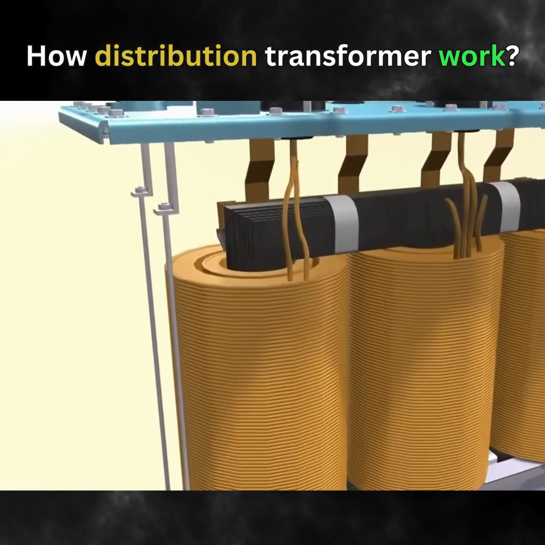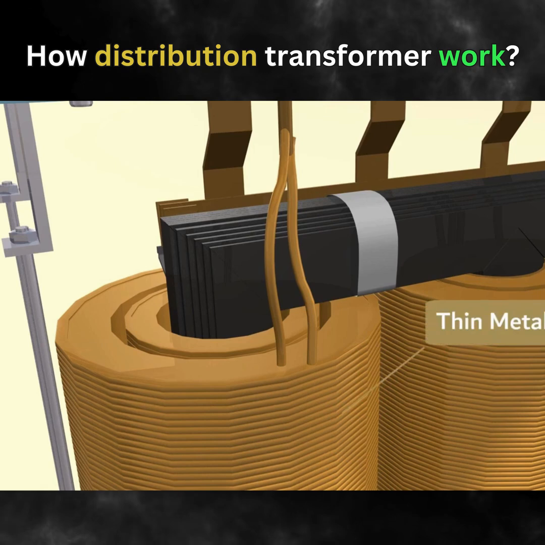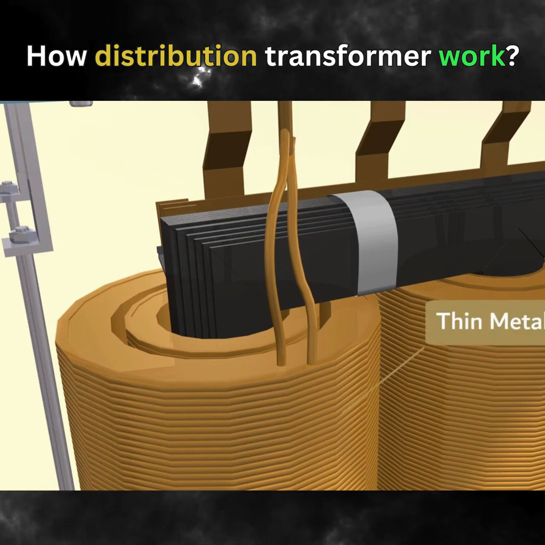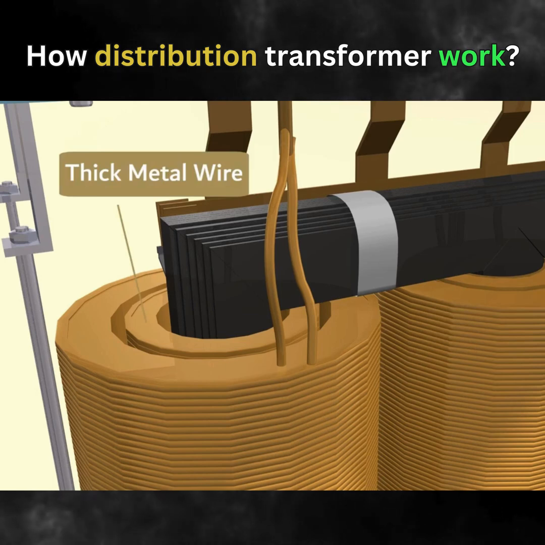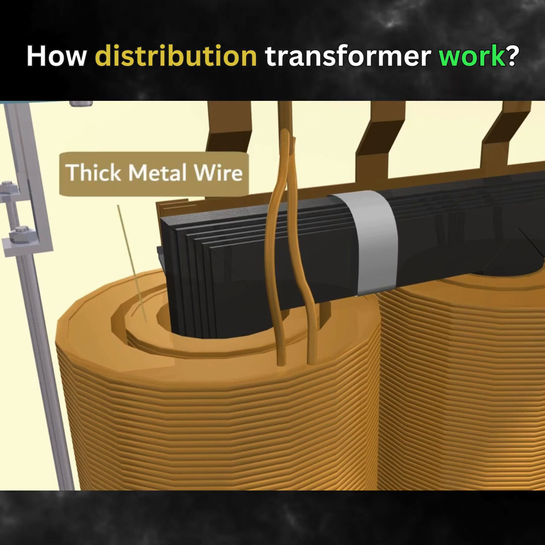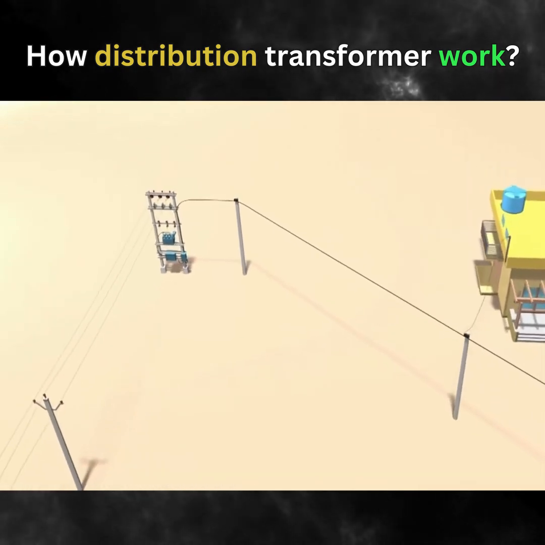The high voltage winding is located outside the core and consists of thin metal wire, where high voltage but low current flows on the outer side of the transformer. The core carries the low voltage but high current, and it is made of a thick metal strip. This is the structure of the distribution transformer.